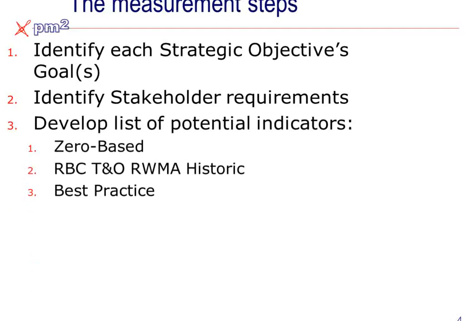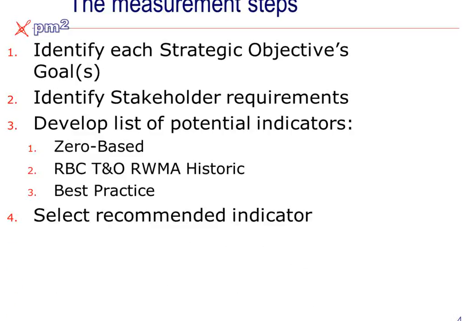We then need to develop a list of indicators, and we're going to do that in 3 different ways. Zero-based, without consideration of what's currently collected, what's available in the organization, how we currently measure it. Secondly, what do we currently look at? And third, what are best practices? And from there, we'll select the measures that we would choose to use inside the organization.